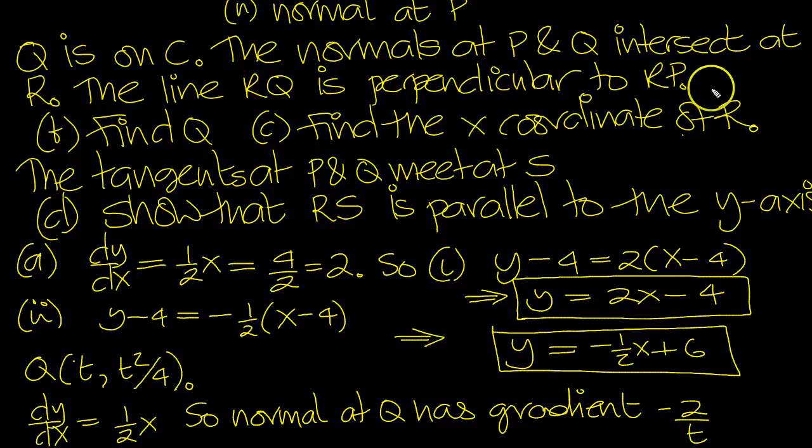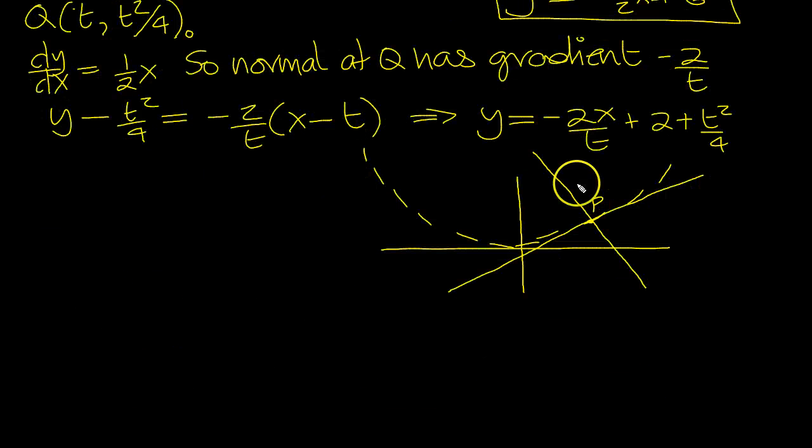And the line RQ is perpendicular to RP. So it looks like if I draw a perpendicular line here, so R is where they meet, and RQ is perpendicular to RP. There's Q. So this line here is perpendicular to RP. We've got a tangent, of course, here at Q as well. Okay, good. So they meet at R, and we've got that.